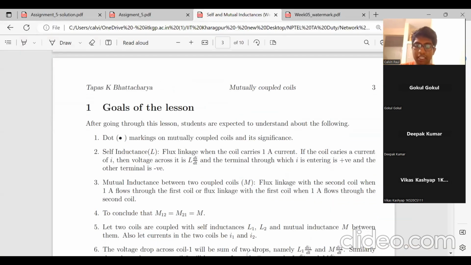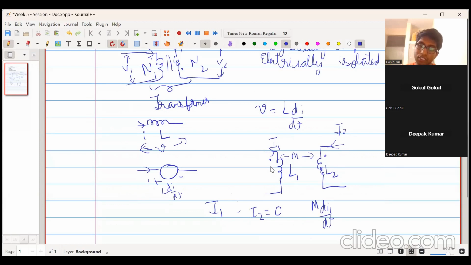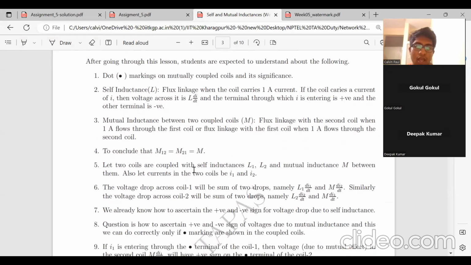Okay, and similarly, if there is a current I2 flowing and current I1 is 0, then another voltage will be induced in this inductor L1, and that also will be given by M into di2 upon dt. Okay, that is a simple concept. So we can say that M12 is equal to M21.